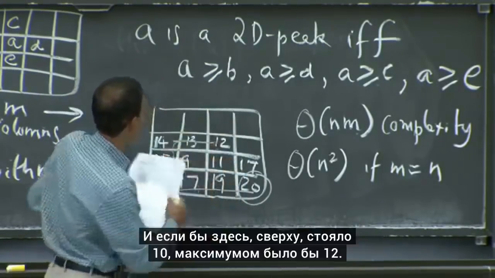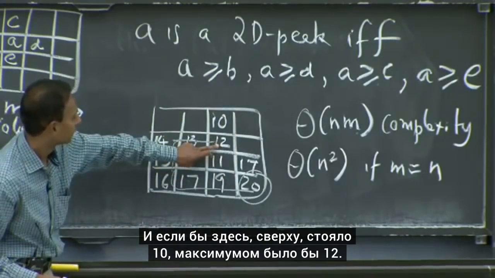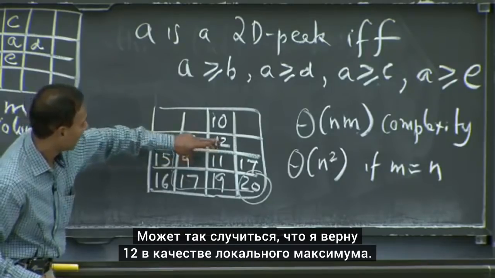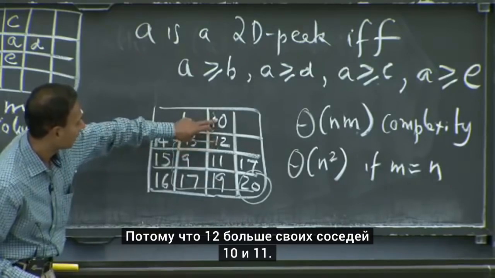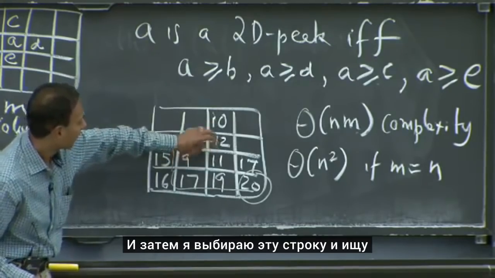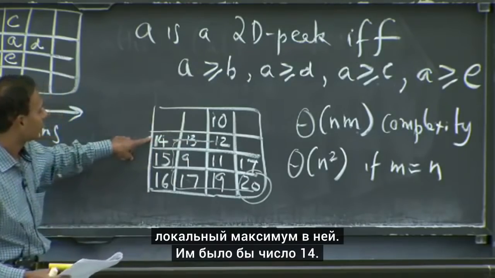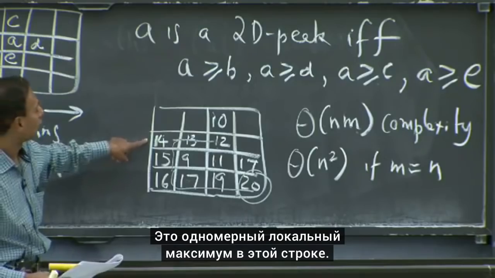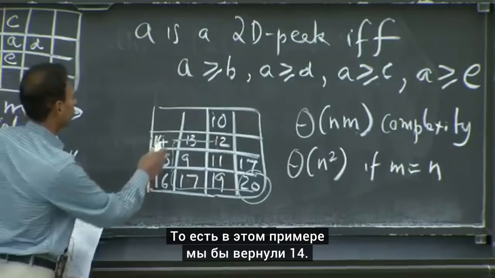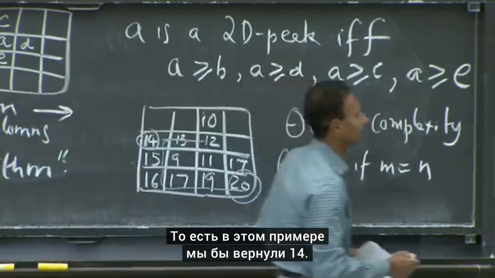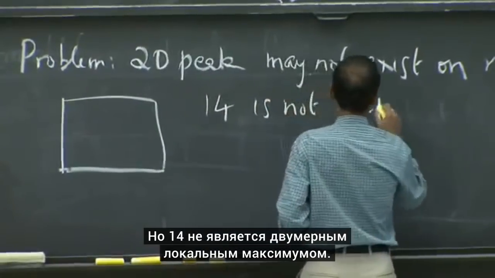finding a peak, and if this were 10 up here, I choose 12 as a peak, and it's quite possible that I return 12 as a peak, even though 19 is bigger, because 12 is a peak given 10 and 11 up here. And then when I choose this particular row and I find a peak on this row, it would be 14. That is a 1D peak on this row, but 14 is not a 2D peak. Okay? So in this particular example, the algorithm would return 14, and 14 is not a 2D peak. All right?